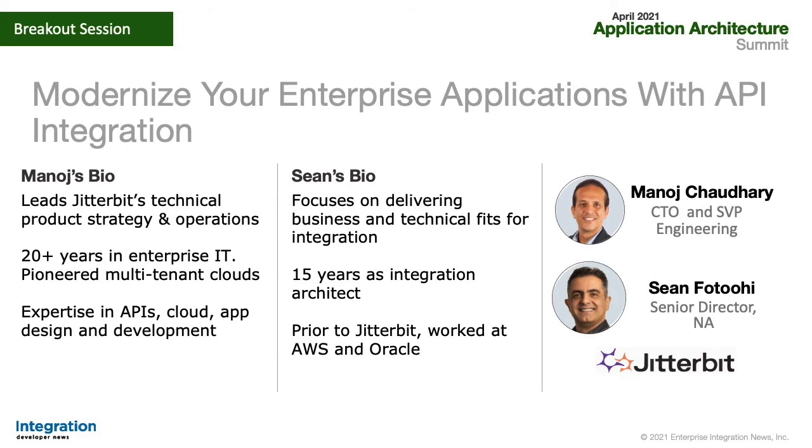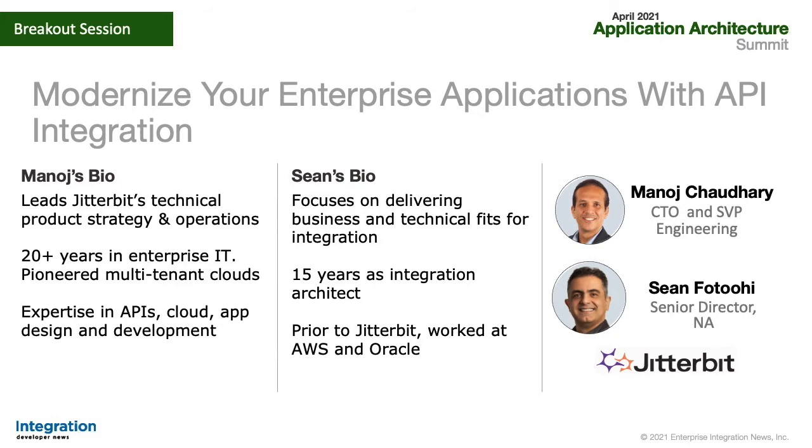Manoj, for his part, leads the Jitterbit technical side of product strategy as well as technology development and operations. He brings 20 plus years of IT experience to his current post across management, architecture, design, and software development. And Sean is a seasoned integration architect with 15 years experience, having worked at AWS and Oracle prior to Jitterbit, and now focuses a lot on using integration to help modernize applications.